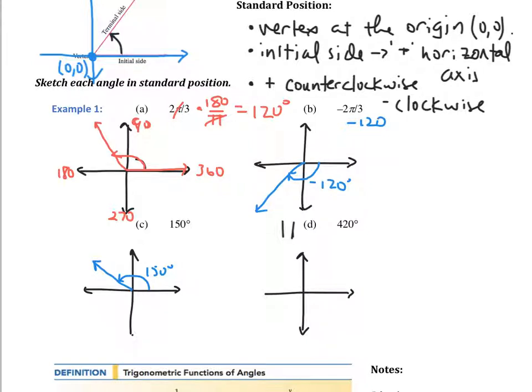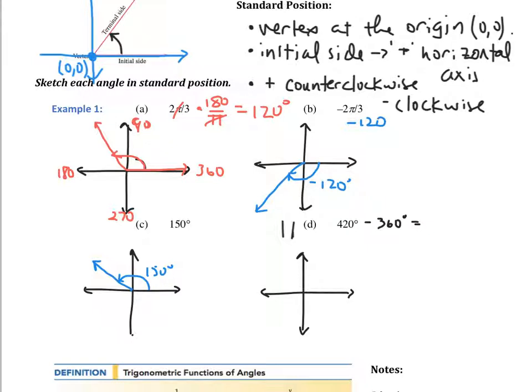So what does that mean? It does more than one rotation. It does more than one full rotation. So if you want to figure out where its terminal side is, anytime it's above 360 degrees, just subtract 360 degrees, and that'll tell you where it is going to end.